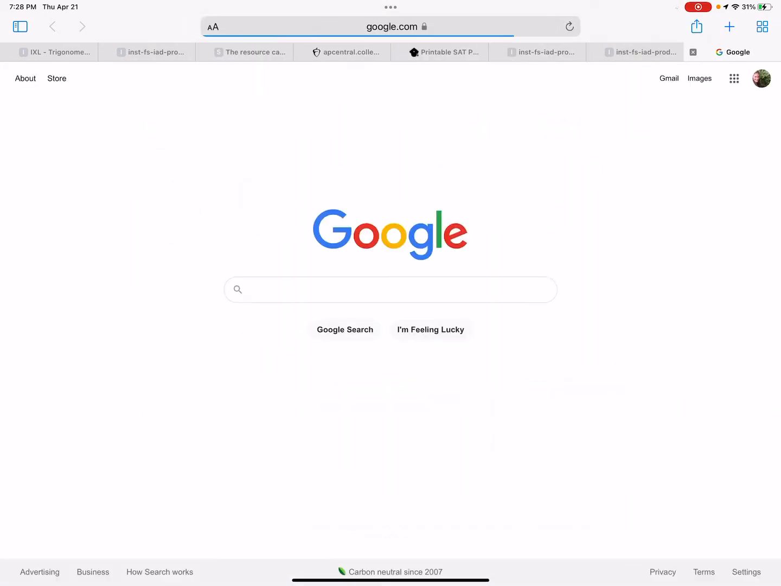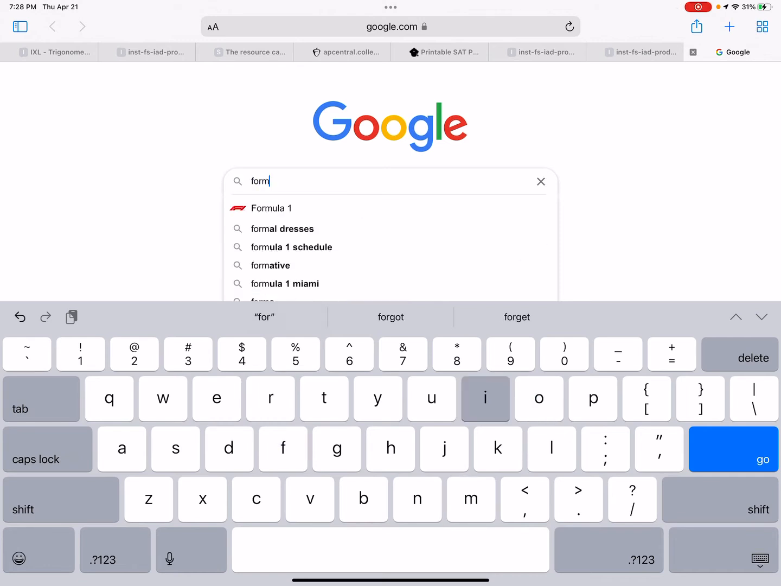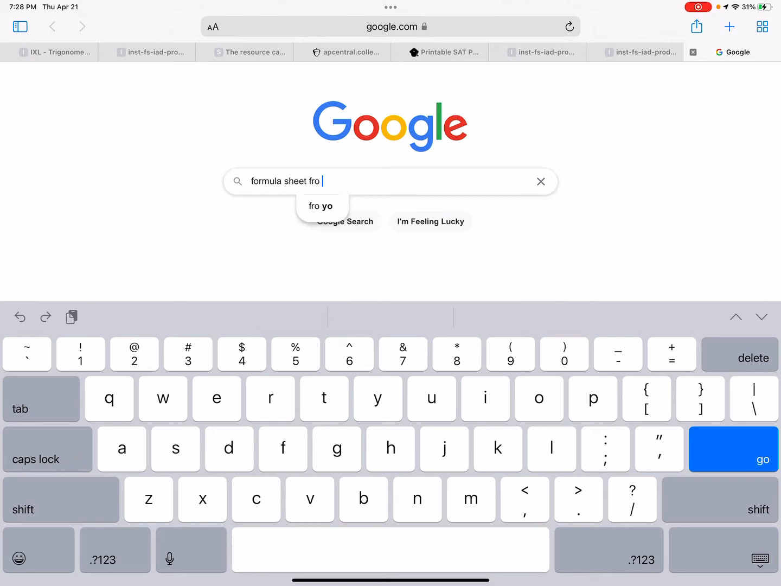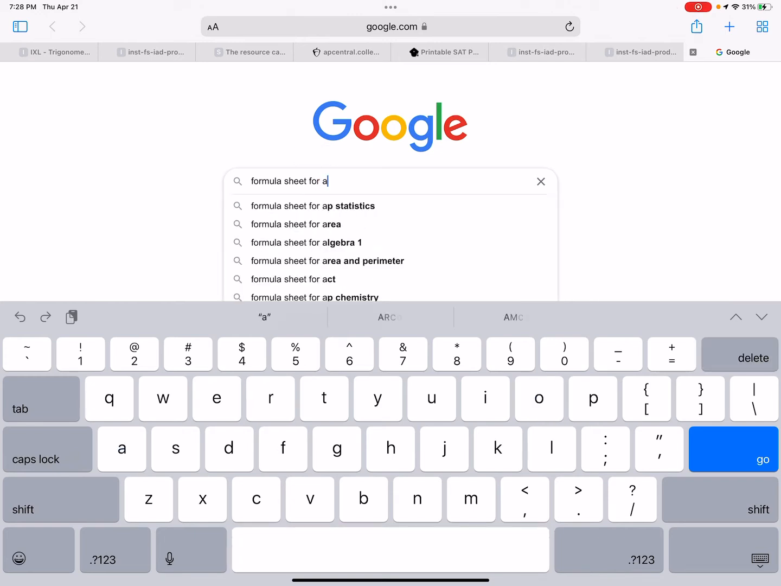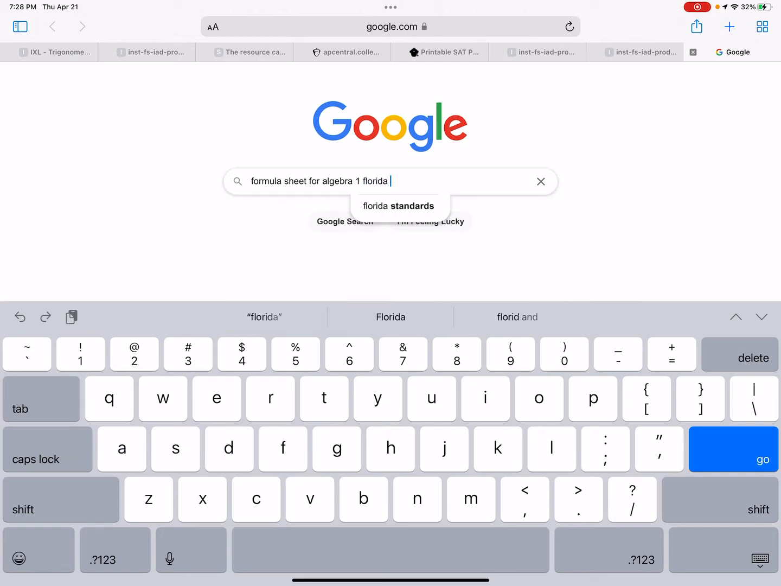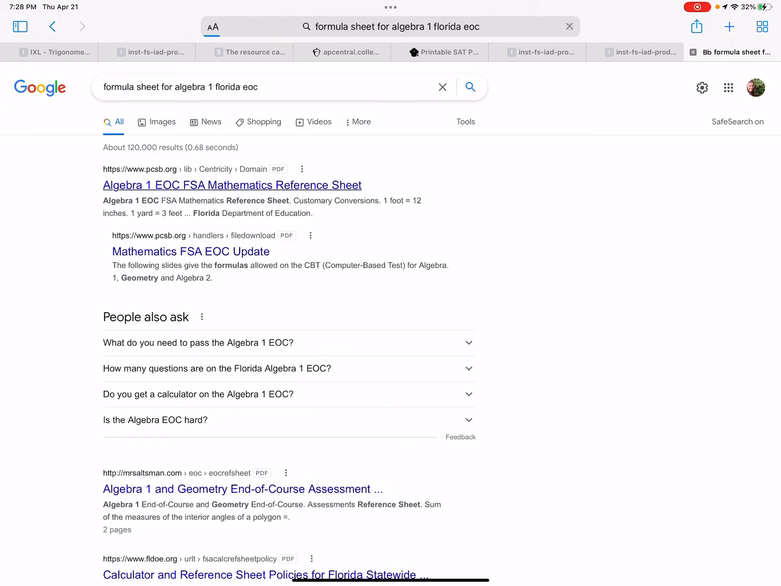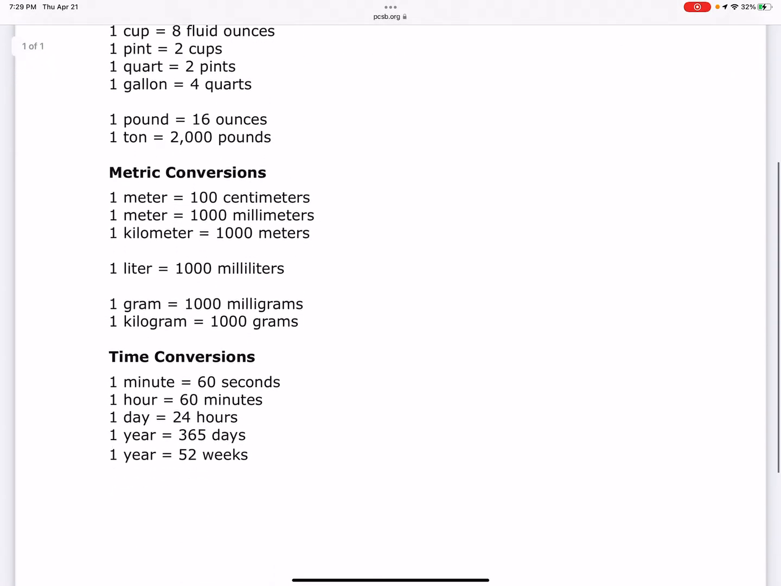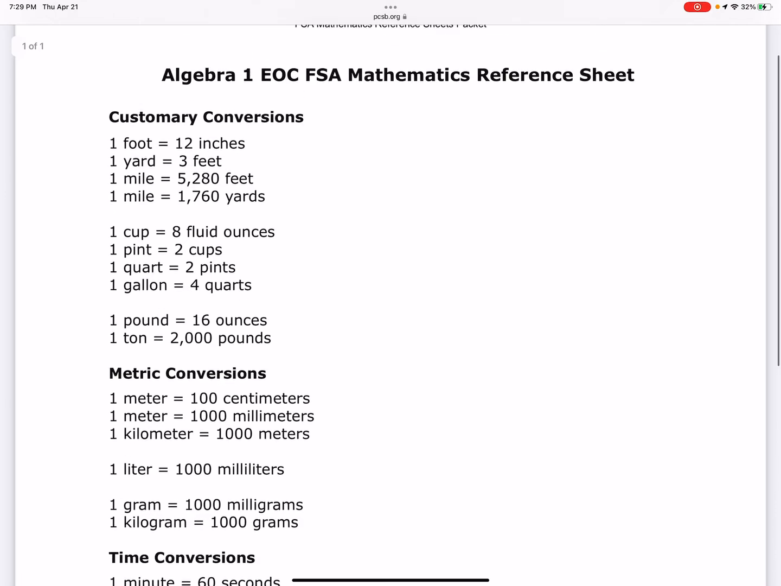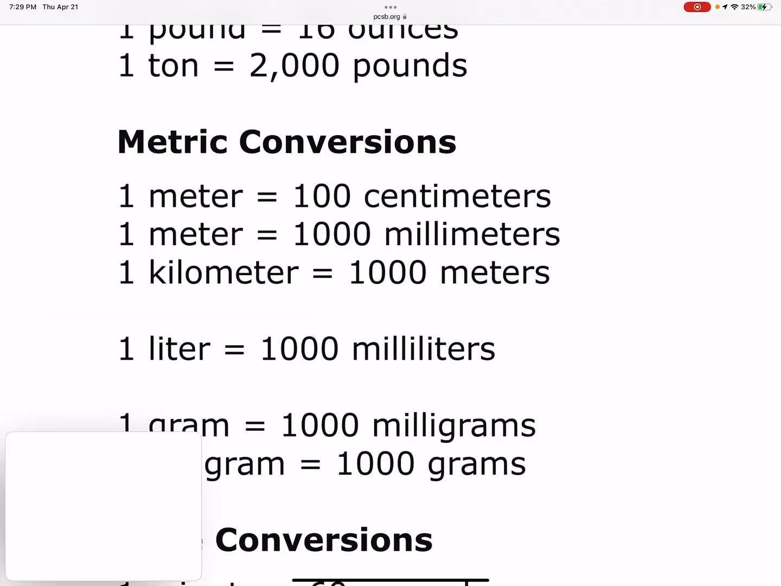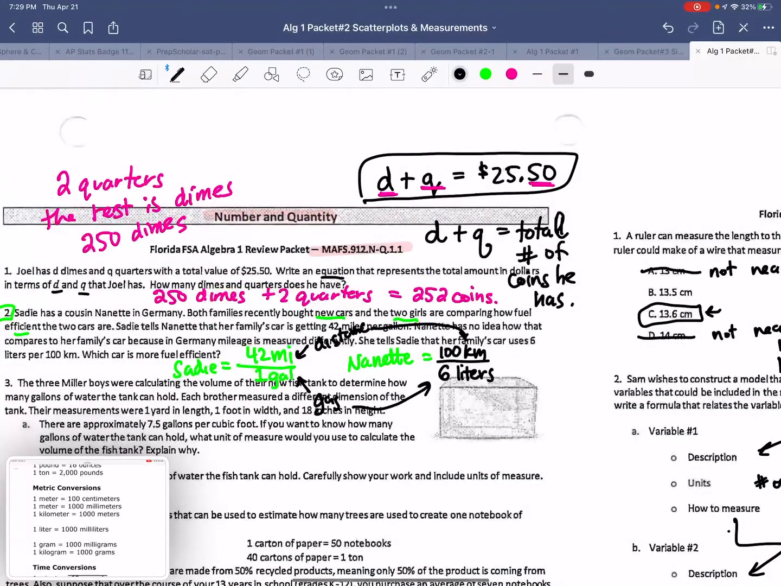If you're sitting at home, right? And just say formula sheet for Algebra 1 Florida, EOC. Okay, so let's look at the formula sheet for the Algebra 1 EOC. Here's the reference sheet. Okay, yeah, here it is. Okay, so I need to know kilometers and liters. There it is. So I'm going to take a picture of that and drag it back to my problem here.